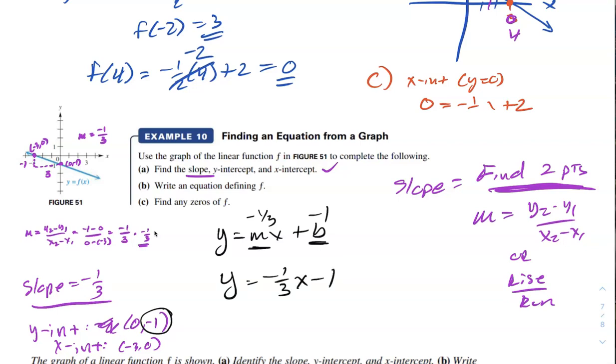Easy enough. Finding the zeros. Remember, zeros are x-intercepts, so my zero is -3. I only have 1 zero. This is the x-intercept. And there we go.